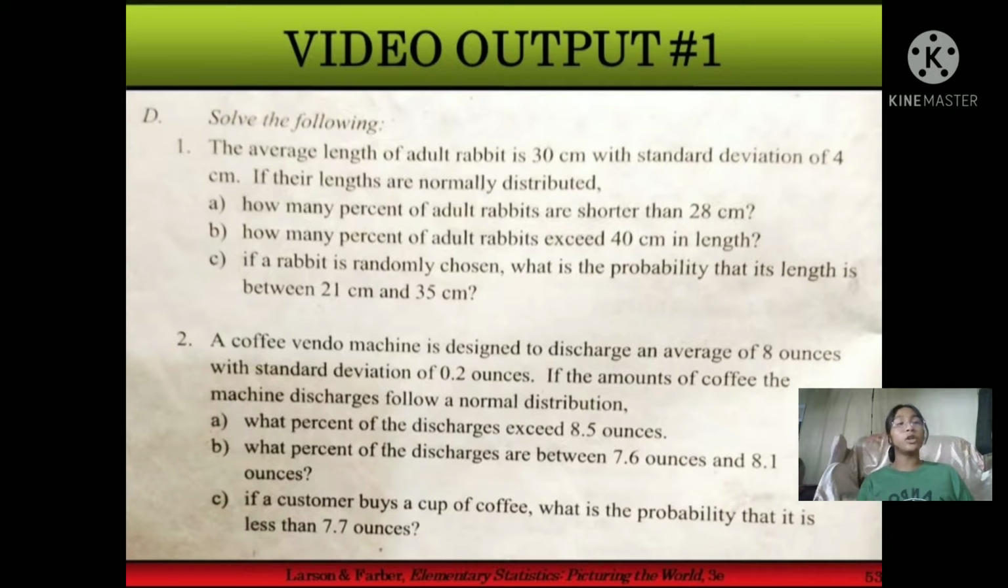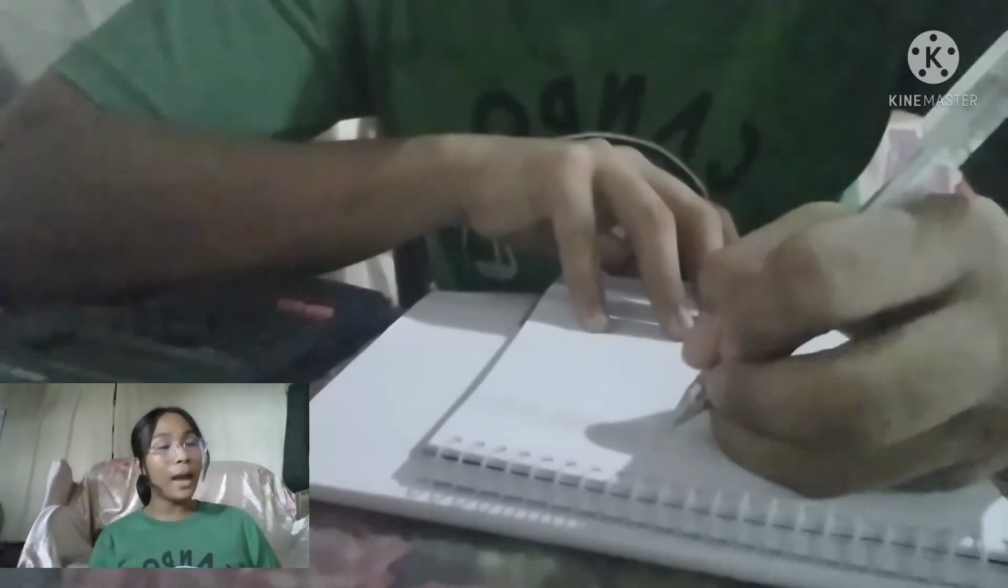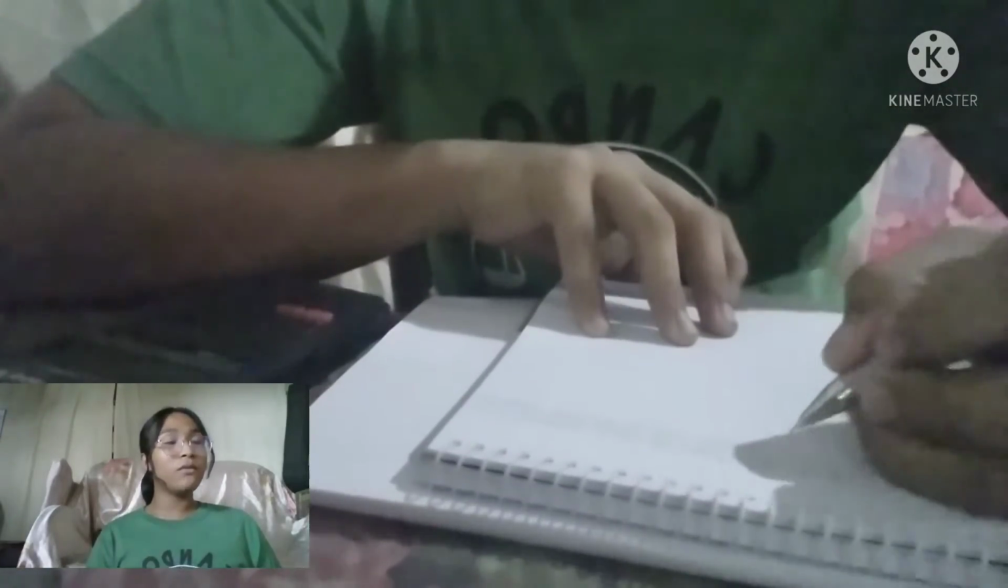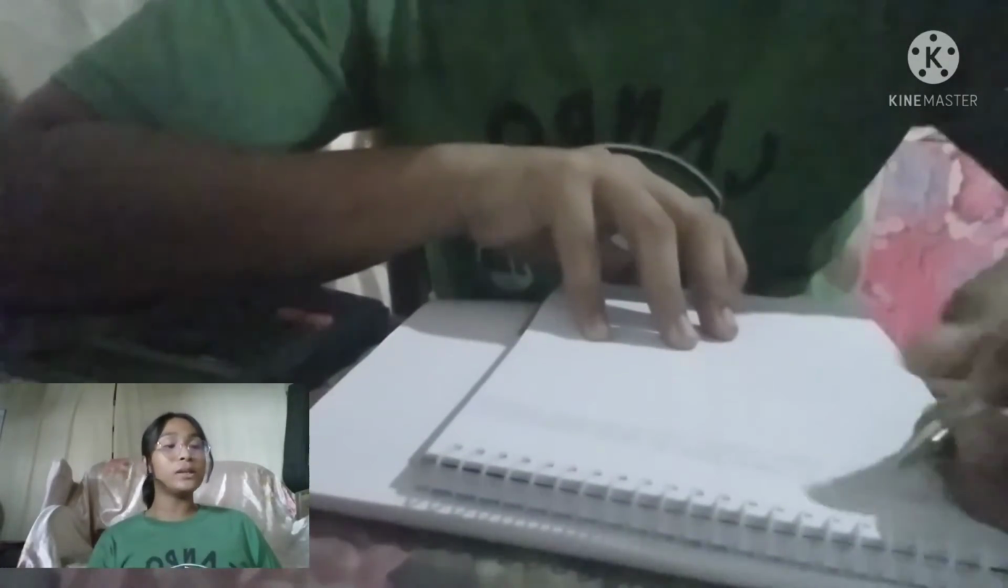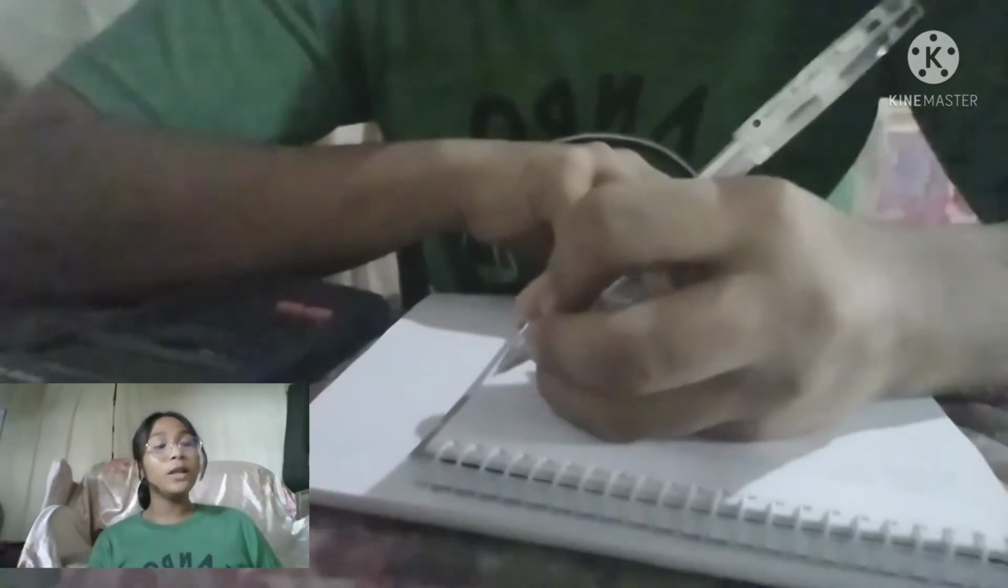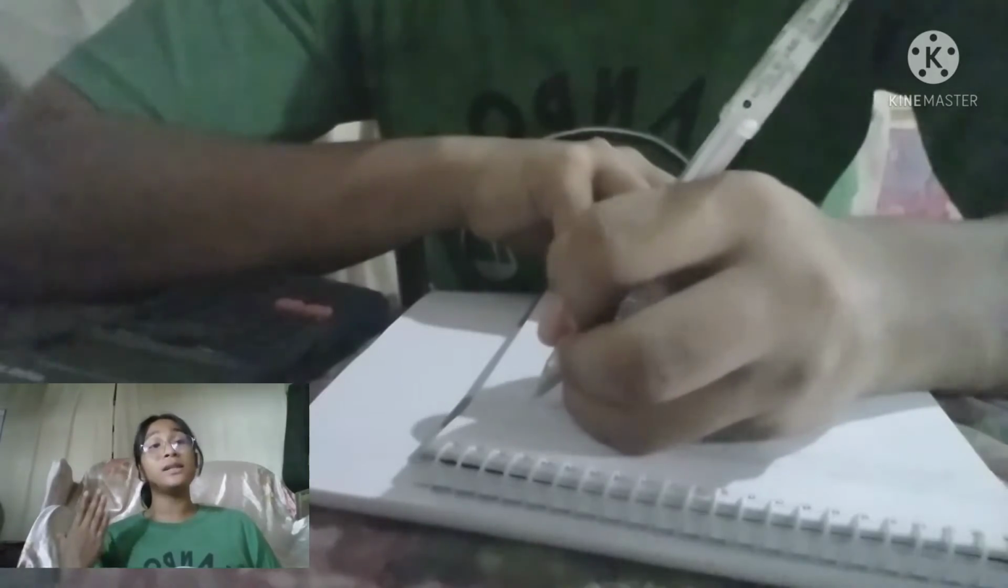After we read the questionnaire and the problem, we're gonna forward to solve the first question, yung letter A, yung how many percent of adult rabbits are shorter than 28 centimeter. So we list down the given. So x equals to 28. Yung 28 came from the question. Yung m is equals to 30 centimeter nanggaling dun sa problem. And yung standard deviation is equals to 4. Then, yung gagamitin nating formula dito is z equals to x minus m over standard deviation. Then, yung value ni x, ni m, and ni standard deviation is isa-substitute lang natin siya.